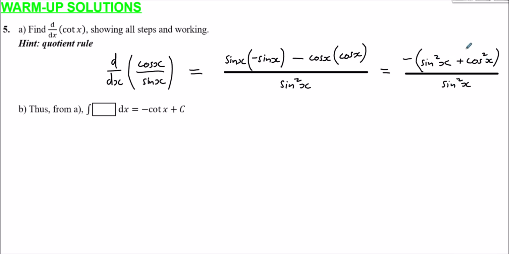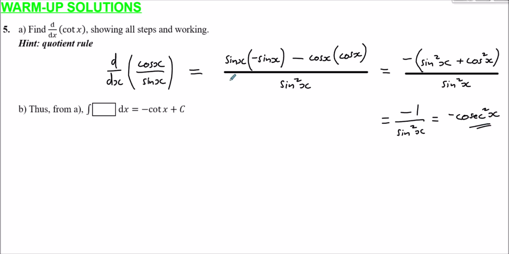Now sine squared plus cos squared is 1, so this numerator will just become -1, just over sine squared x. 1 over sine is cosec, so 1 over sine squared is cosec squared. But of course, because it's negative, it's negative cosec squared x.